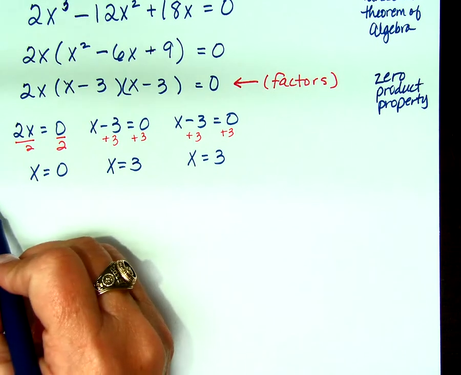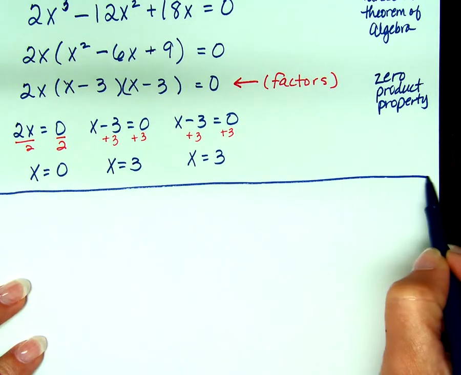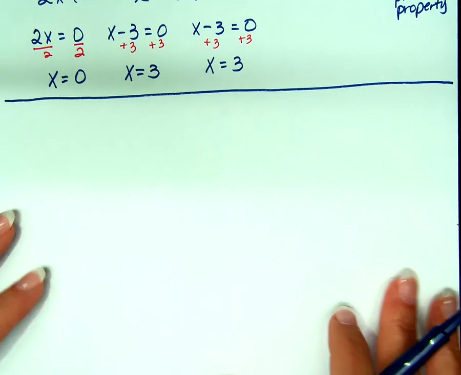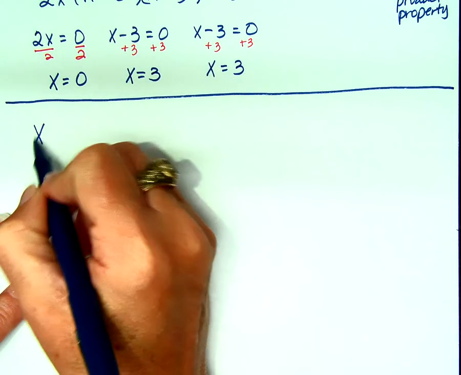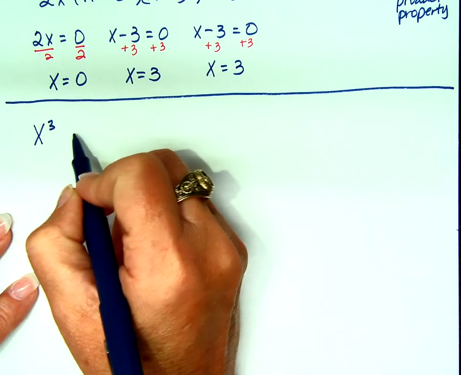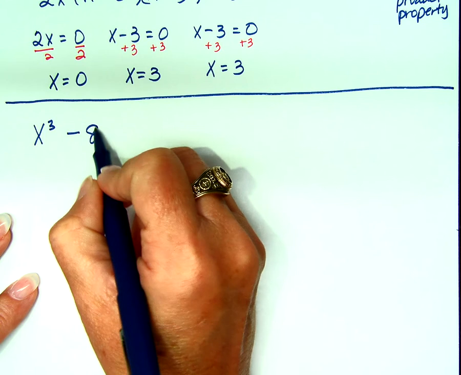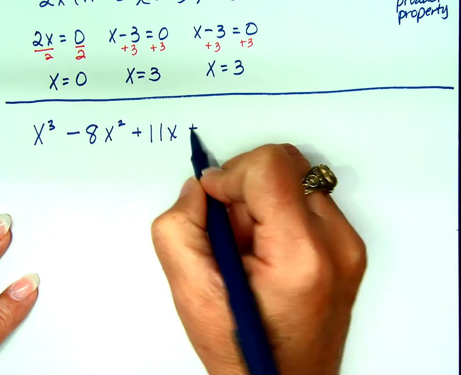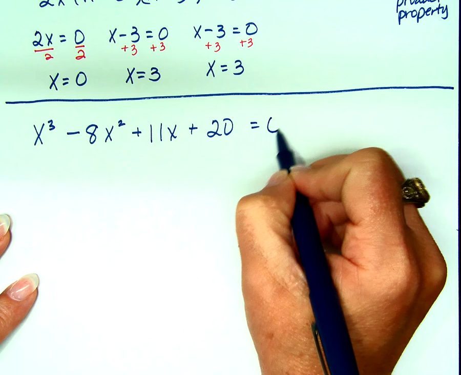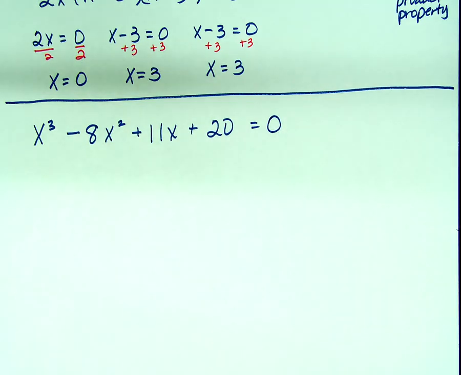Now there's one more important property that I need to teach you, but I'm not quite ready to write it down yet. I need to write down the next problem first. The next problem is x to the third minus 8x squared plus 11x plus 20 equals 0. Okay?